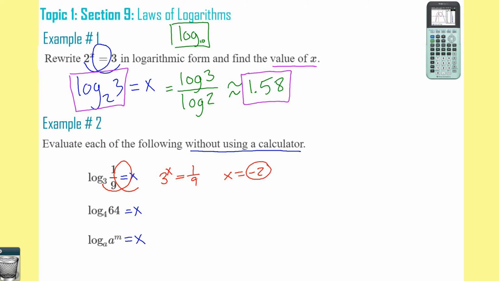All right, the next one, we do another loop-de-loop. We get 4 to what power equals 64. That's supposed to be an x.